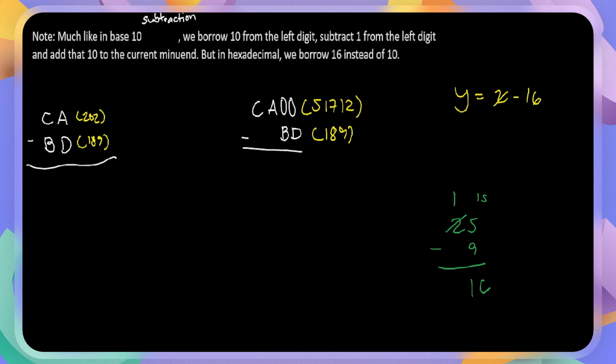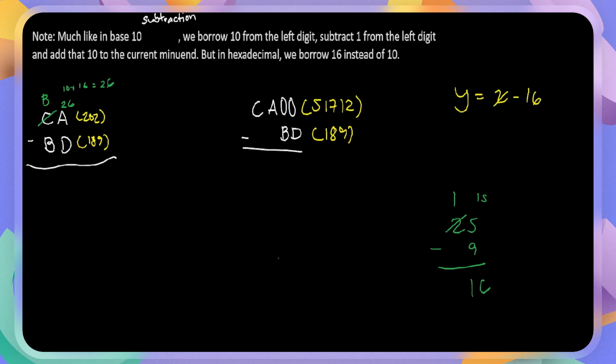So I'll show you there. A minus D can't be done, right? Because D is 13 and A is 10. So we borrow from the left side. C now becomes a B because we subtract 1. C is 12. 12 minus 1 is 11, and B is 11. So now our A here becomes 10 plus 16, which is 26. So I just write 26 here. I just choose to write it in decimal notation because it's easier to look at that way.